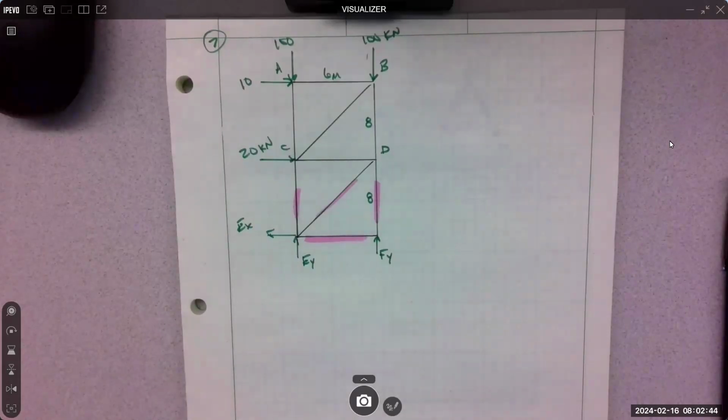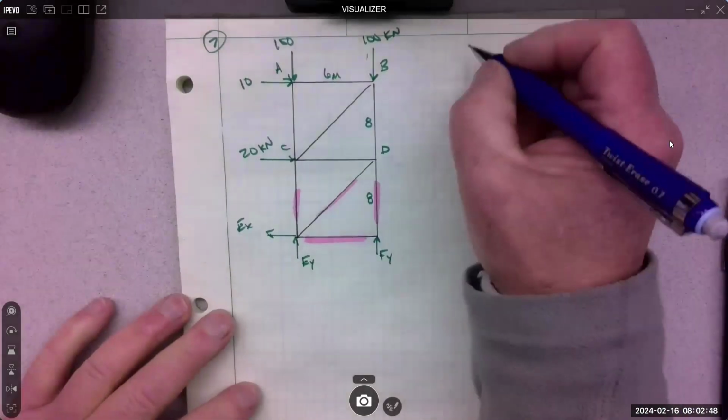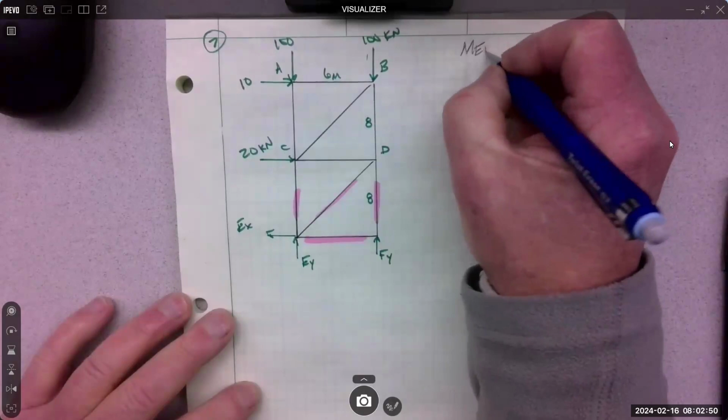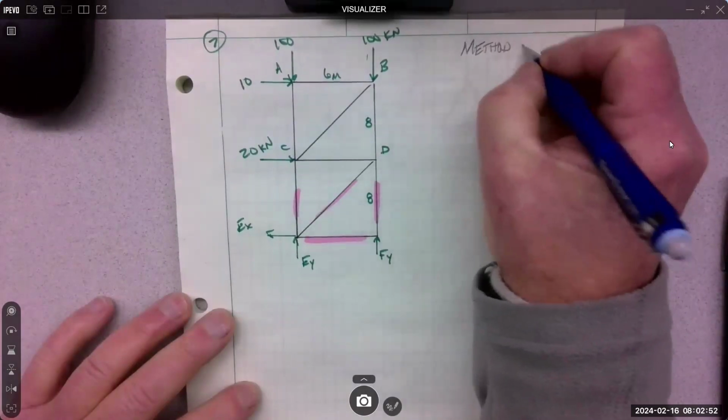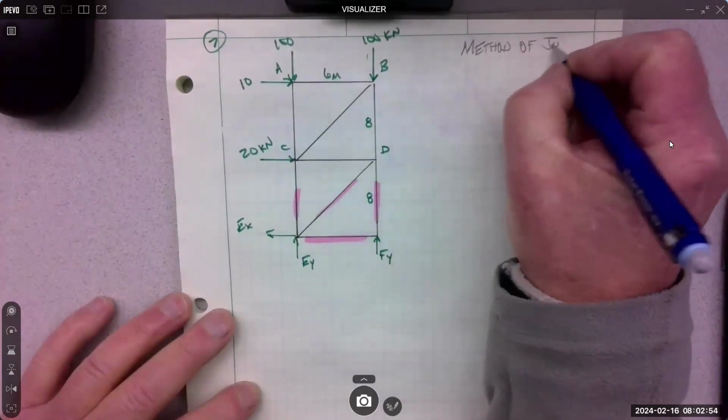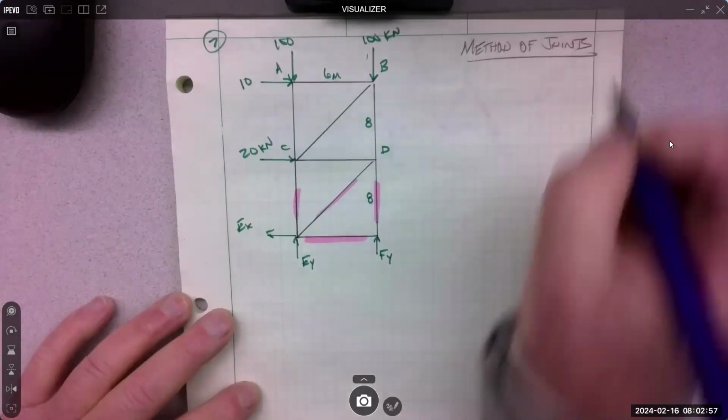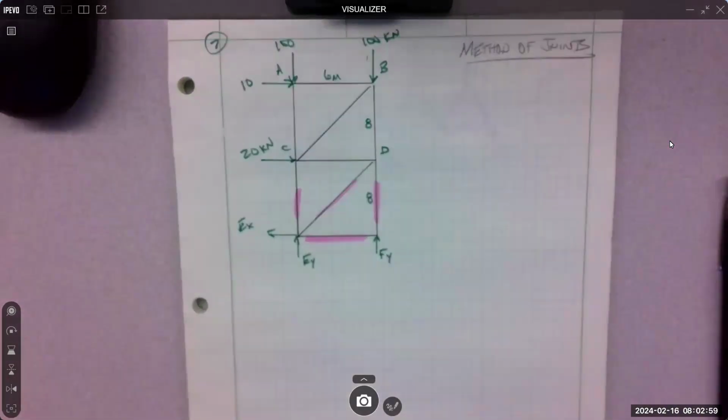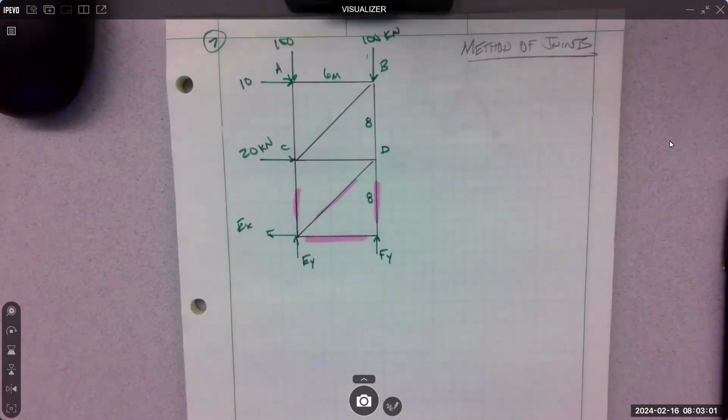All right. Trust problems. I'm just going to refresh your memory, this is called the method of joints. Because we will venture into a new method today. After we get done confusing ourselves with this method, we'll start a new one. That's it so far.